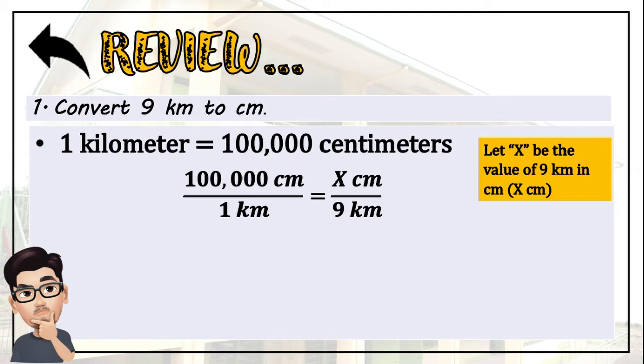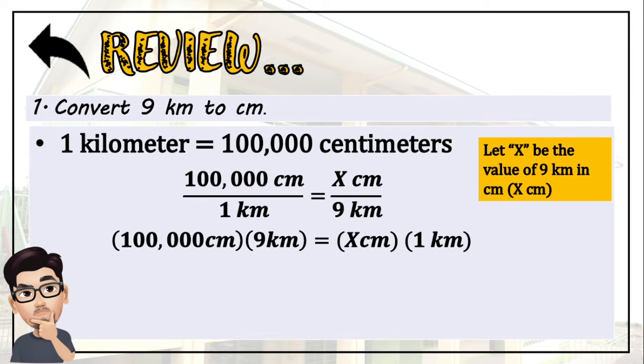Okay, so next step is we need to cross multiply them, and now we will arrive at this: 100,000 centimeters times 9 kilometers equals x centimeters times 1 kilometer. Solving that, but before that, we first need to remove the units to avoid confusion, because how are we going to multiply them if the units are hindering the process?